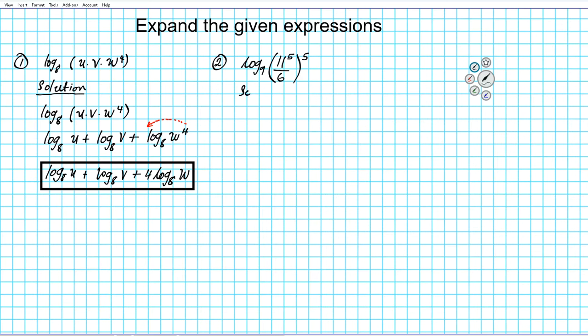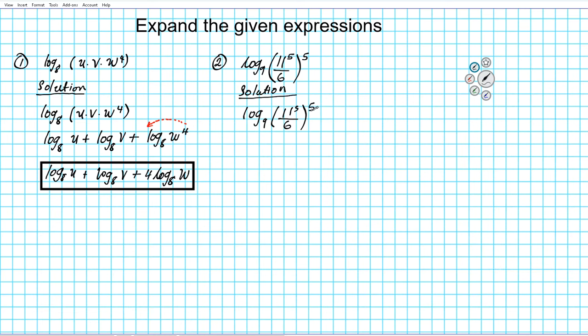So the task here is to rewrite it in expanded form. So let's go ahead and write down the problem. So we have log base 9 of 11 to the 5th over 6, raised to the 5th power. All right, so the order of process that we're going to be doing here is we're going to do the exponent first, then the quotient, and then the exponent of this numerator term.